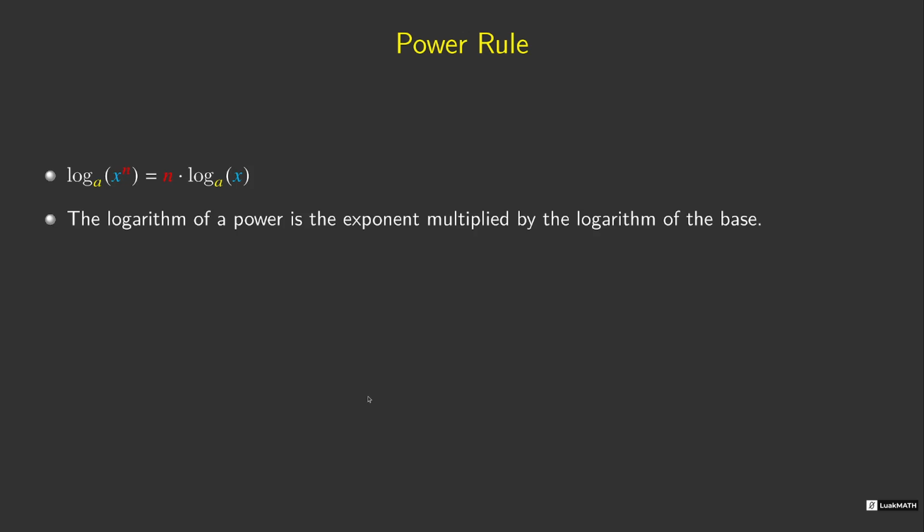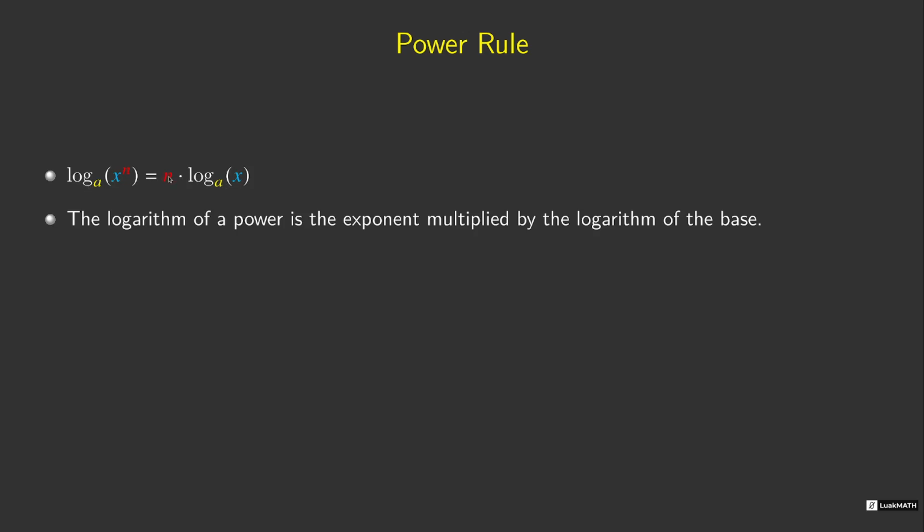Okay, next one we have the power rule. This one is very useful. It's a very useful rule. We have log of x raised to n to base a. You can write it as n times, so the dot here is a shorthand for multiplication, n times log of x to base a.